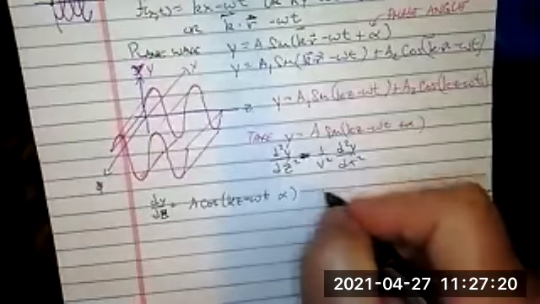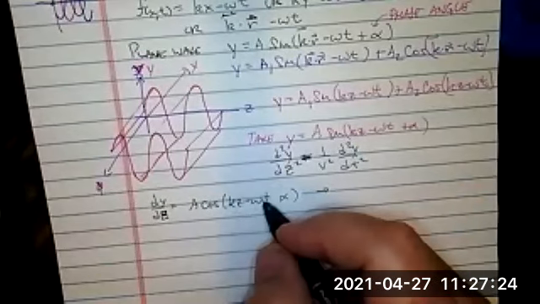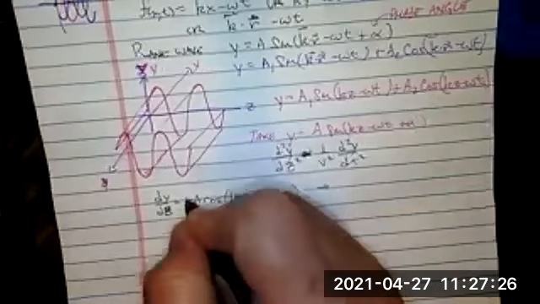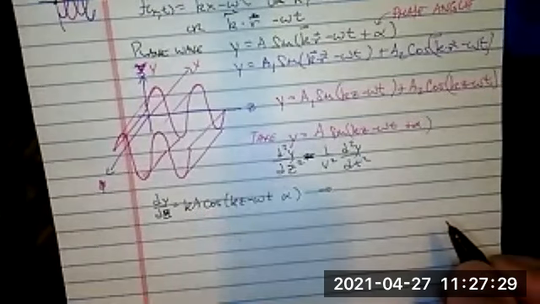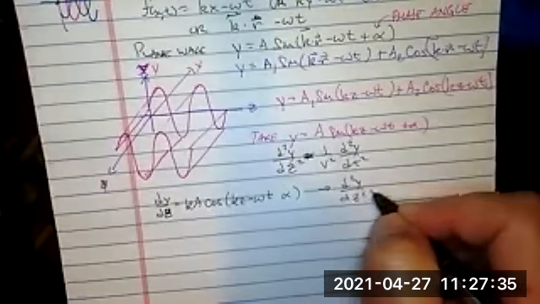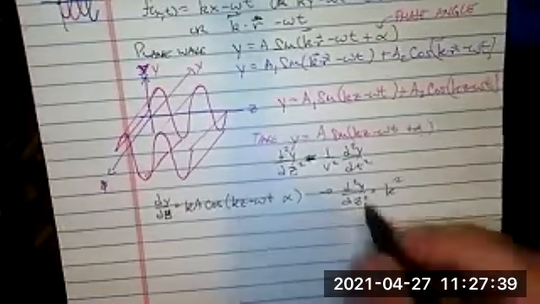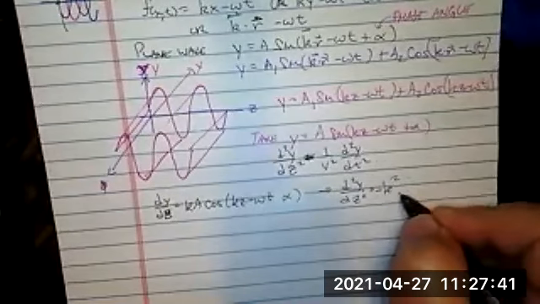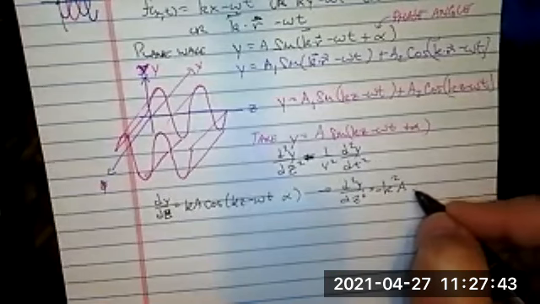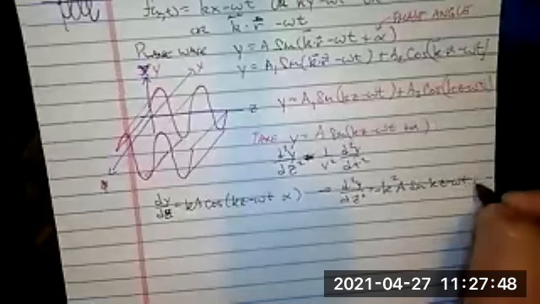Okay, now if you take the second derivative of this, oh yeah, by the way, I have to take the derivative of this with respect to z, and the derivative of this with respect to z is just k. So I get ka cosine(kz minus omega t plus alpha). If I take the second derivative with respect to z, then I get k squared. The derivative of cosine is negative sine, so it's going to be negative k squared a sine(kz minus omega t plus alpha).